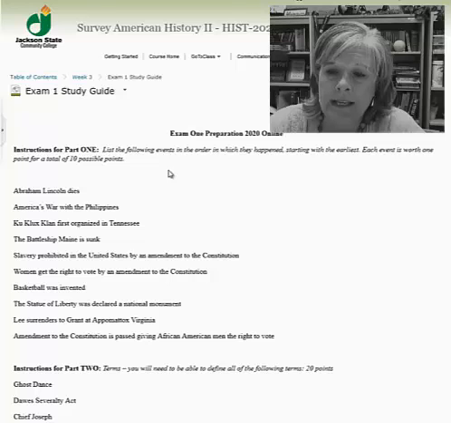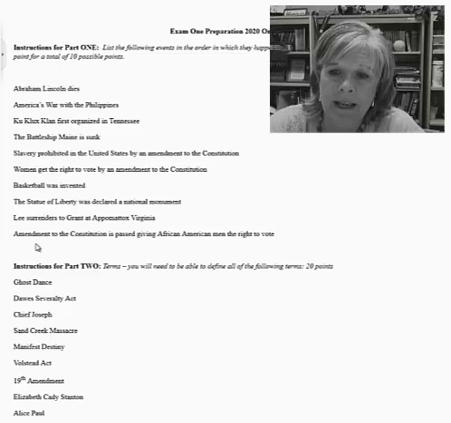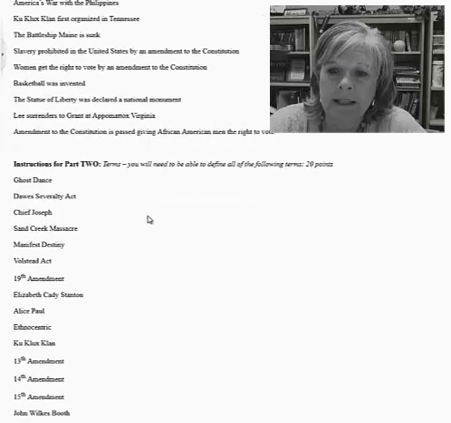Part 1 of the exam is 10 events that you will have to put in order. I give you the events, so you need to look up the dates, make sure you have the dates correct, and then when you come into the exam, you will number them 1 through 10, starting with the earliest and going to the most recent.